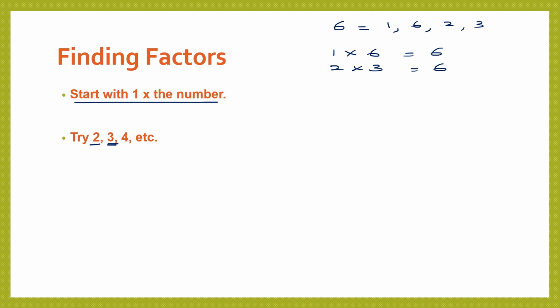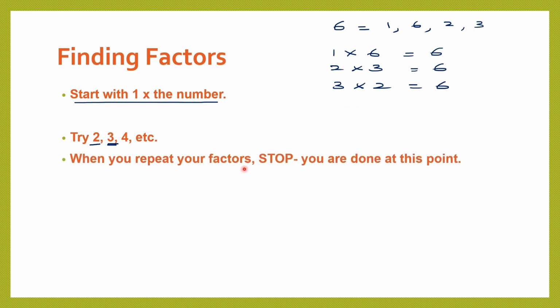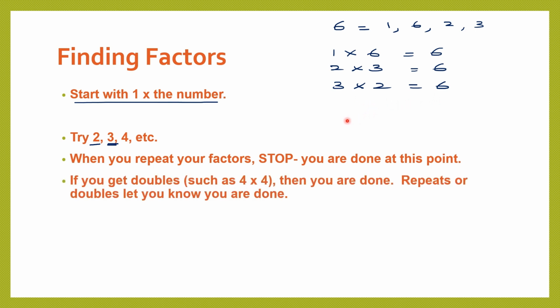Then go to 3. Now 3 into what will give me 6? 3 twos are 6. But as you can see, we already have 3 and 2 here, so you don't have to write it again. When you repeat your factors, can you see 2 I've repeated, 3 I've repeated? Stop. When you repeat your factors, stop. You don't have to go ahead again because we are done now. If you get doubles like 4 into 4, then you are done. Repeats or doubles will let you know that you are done.